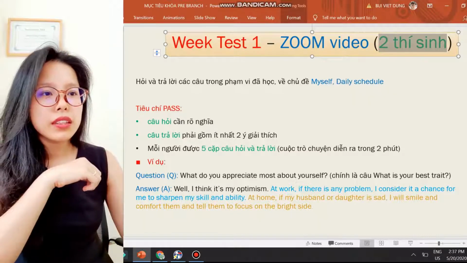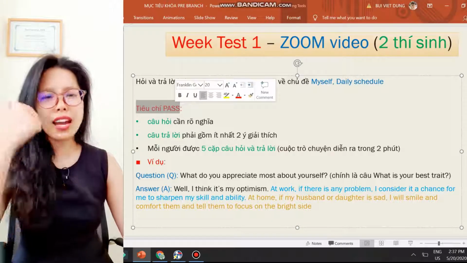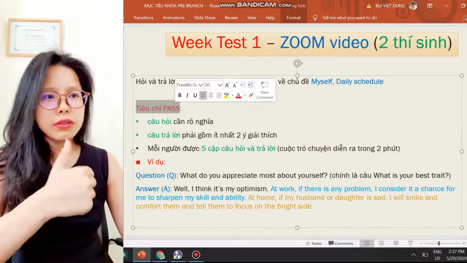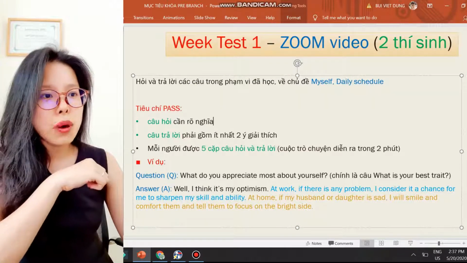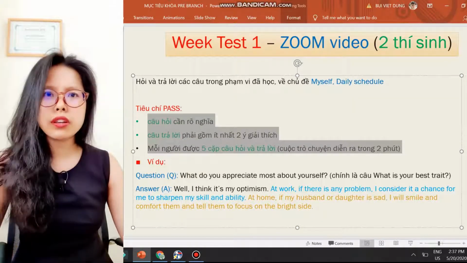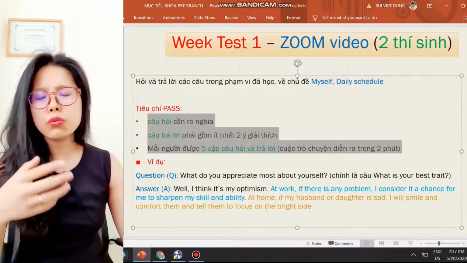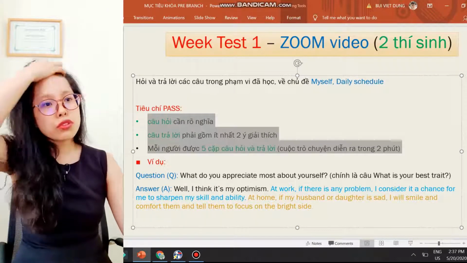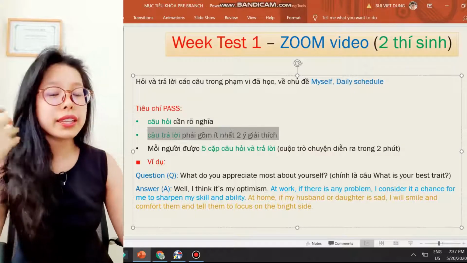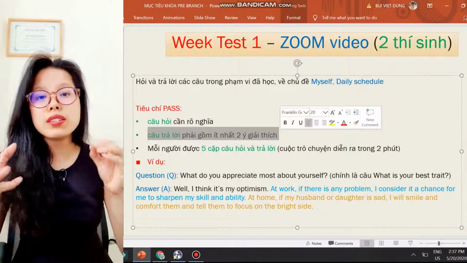And the criteria for you to pass this week, so that you can say, I passed this week, I've done it, I focused on it, there are 3 criteria. Number 1 is the question has to be clear. The one who answers the question can understand what your question really means. Number 2, the answer has to have at least 2 ideas or 2 opinions or 2 reasons.